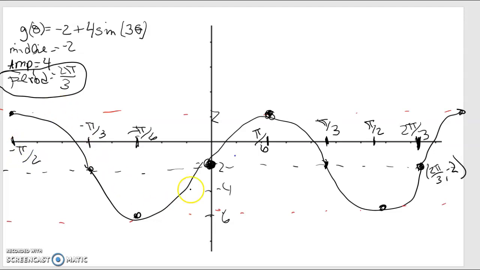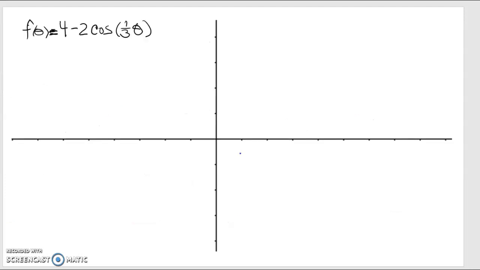So all you need to do is graph the mins, the maxes, and the places that it hits the midline. Let's try another. So we'll go a little quicker here because you can slow it down if you want.